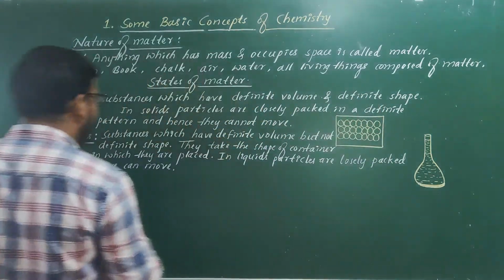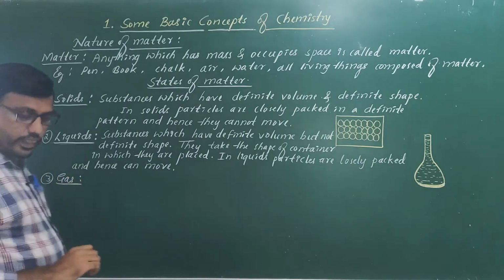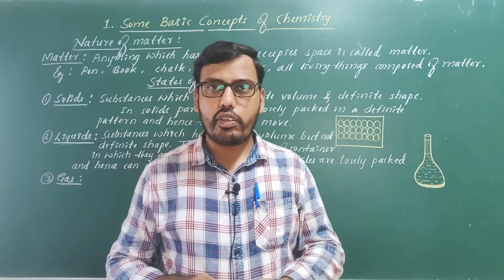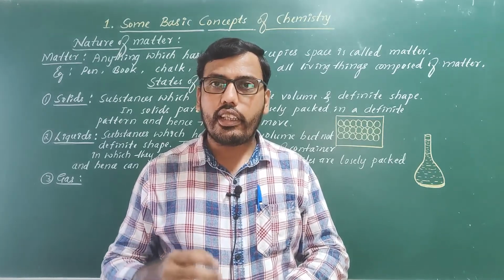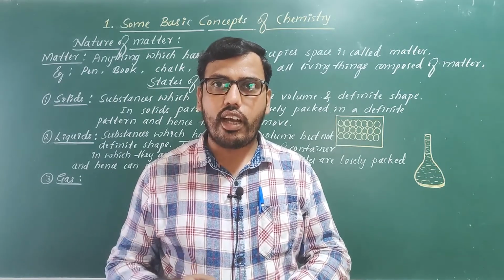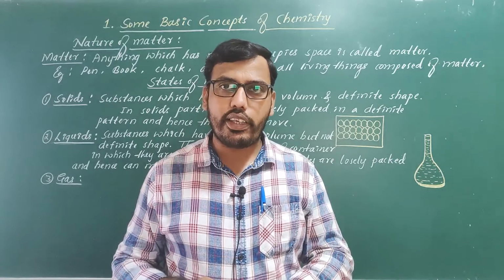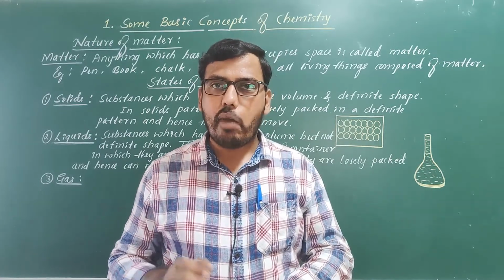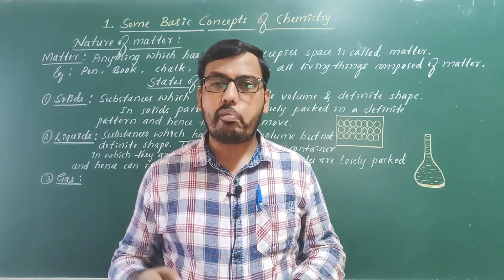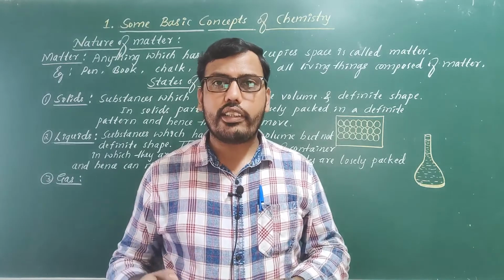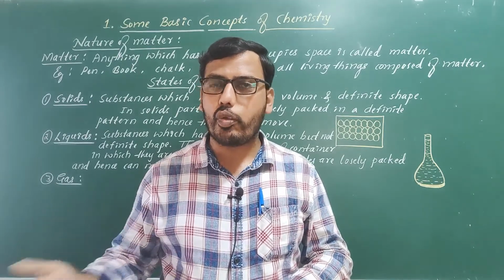So coming to the third state of matter, that is gas. Gases are substances which have neither definite volume nor definite shape. Once again, it is because of the arrangement of particles. In gases, particles are very free to move because they are very loosely bound. In other words, the particles are very far apart from one another. As a result, they can easily move from one place to another. That's why gas is also called a fluid, because it can flow from one place to another.